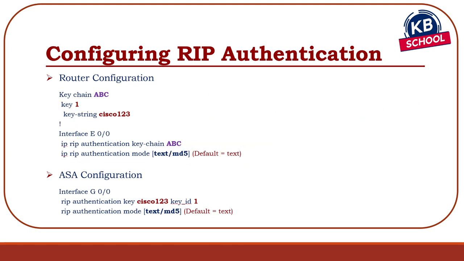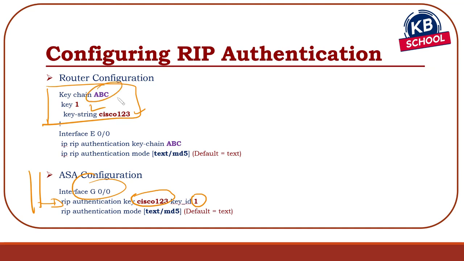Now, in terms of the ASA, as you guys can see, I don't have a keychain concept, but I do have the two components, which are the key ID 1 and the key string, which is applied directly to the interface. So the command is RIP authentication key, which is the key string, key ID 1, which is applied directly onto the interface. So this one basically does the same thing, whereas here I'm applying the keychain to the interface. Now the keychain does give you one advantage.